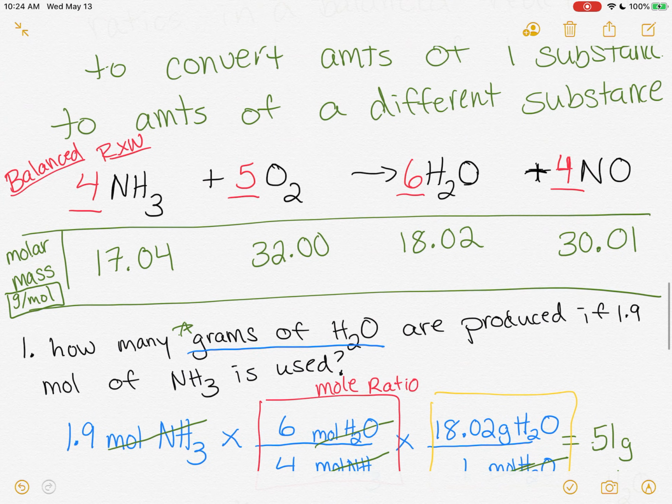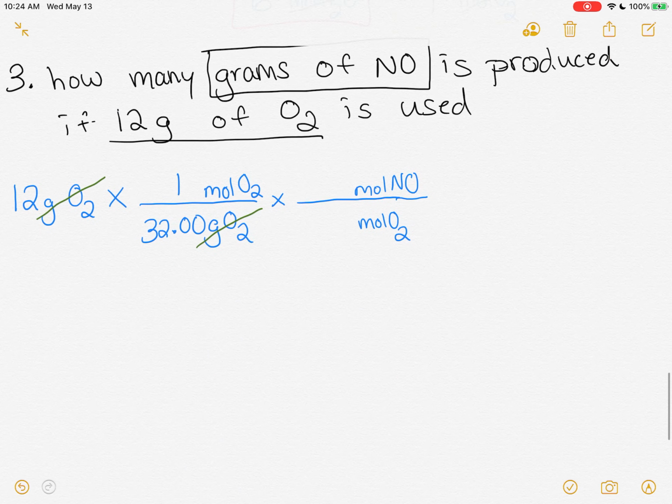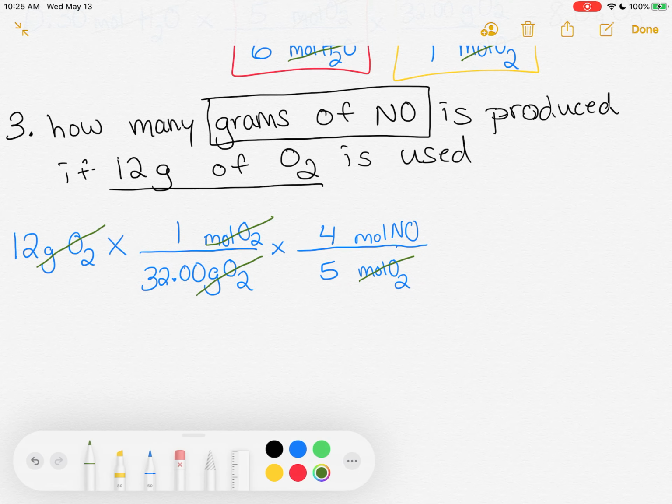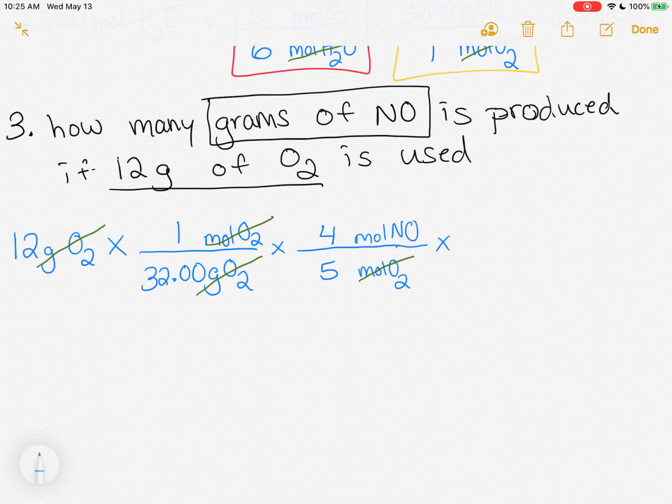And the ratio for those two, if we go back up to our reaction here, we have O2 is 5 and NO is 4. So our O2 is going to be 5 and our NO, nitrogen monoxide, is going to be that 4. That's going to allow us to cancel out our moles of O2. And if we just finish there, we'd be left with moles of NO.